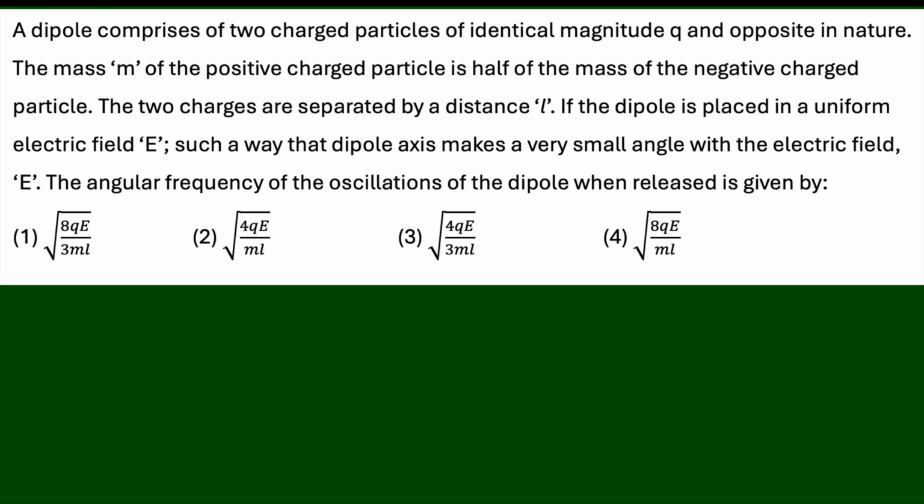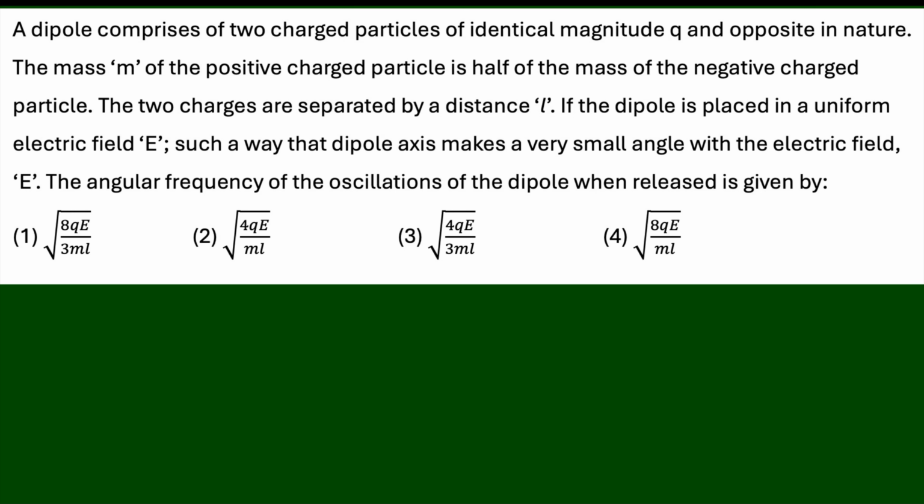If the dipole is placed in a uniform electric field E in such a way that the dipole axis makes a very small angle with the electric field E, the angular frequency of the oscillations of the dipole when released is given by... This question is a contradictory question. In this question, NTA has given the third option, but actually the third option will not be correct. So there is no option correct. So we'll solve this question.